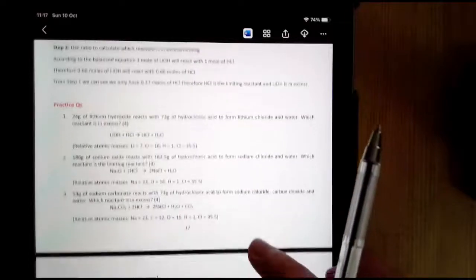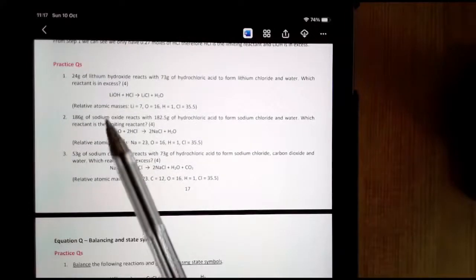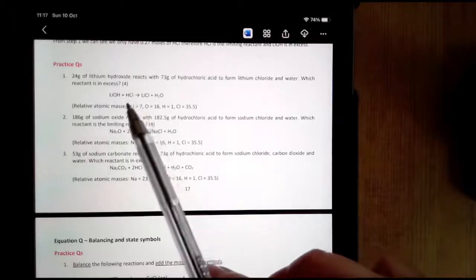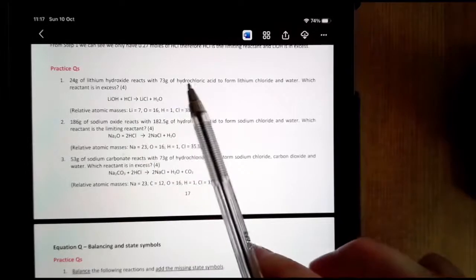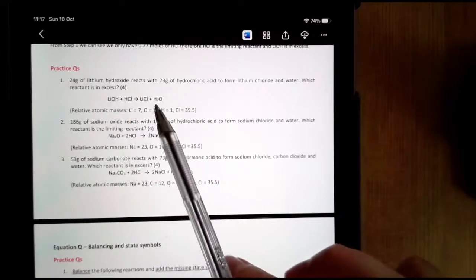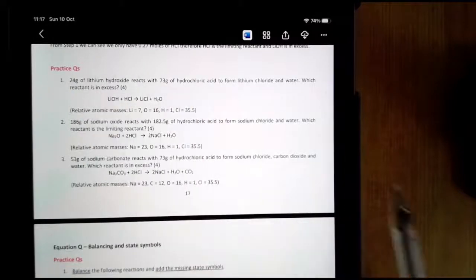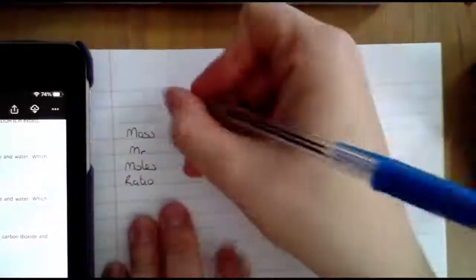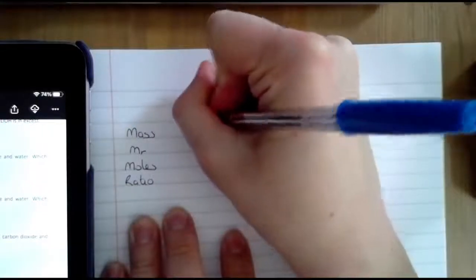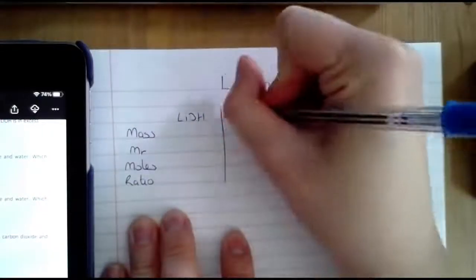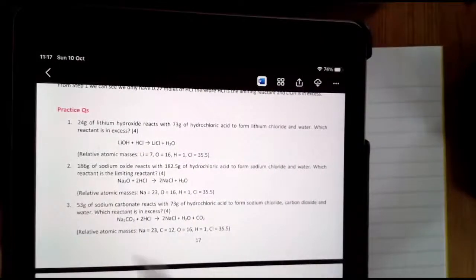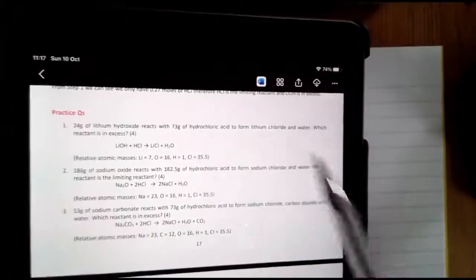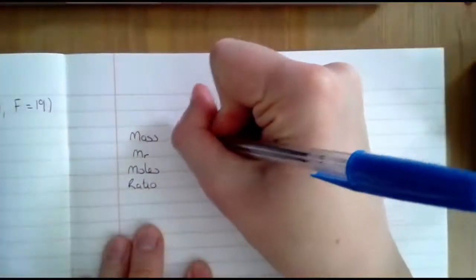So I'm going to go through the other 3 practice questions with you. The first practice question is based on the same reaction. Again, I have lithium hydroxide and hydrochloric acid, and I'm given my balanced equation. Because I'm given information about lithium hydroxide, I'm going to fill LiOH into my table, and I'm also given information about HCl, so I'm going to fill HCl into my table. The mass of lithium hydroxide is 24 grams, the mass of hydrochloric acid is 73, so I'm going to fill those in straight away.